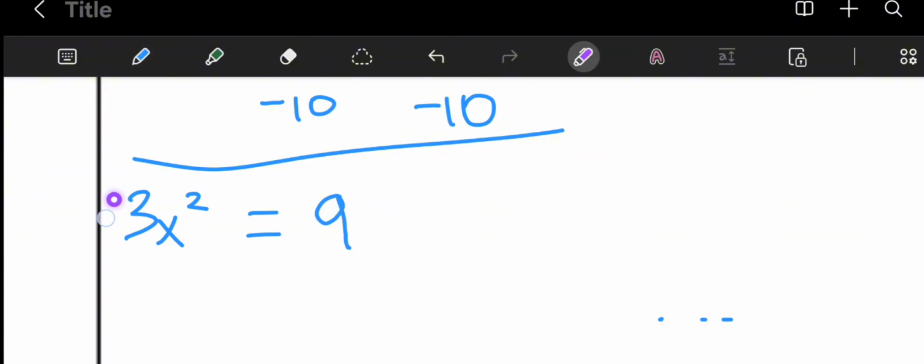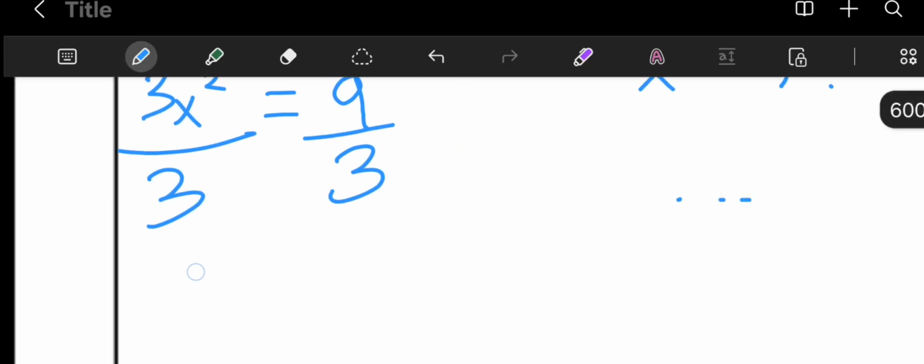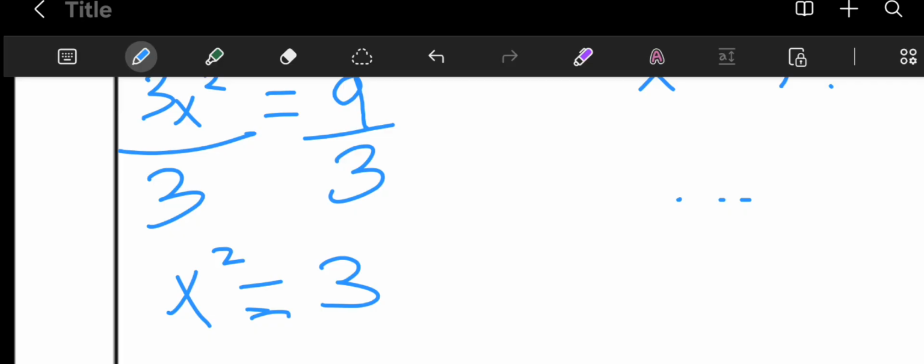Okay, so x is still feeling a little uncomfortable with this 3 right here next to him, so we're gonna get rid of him too. So we're gonna divide both sides by 3, because the opposite of multiplying is dividing, right? If we're multiplying x by 3, we're gonna divide both sides by 3, and that'll leave us with x squared is equal to 3.